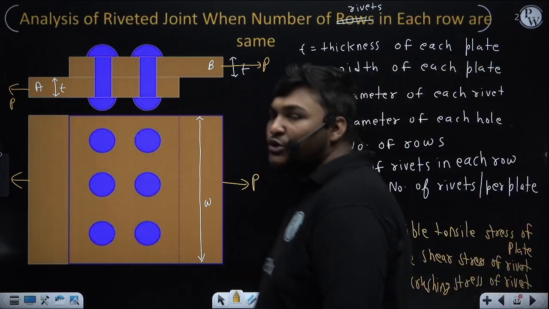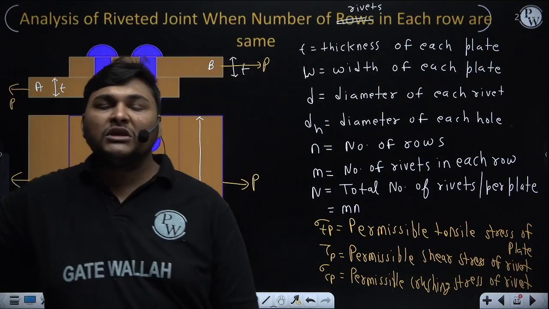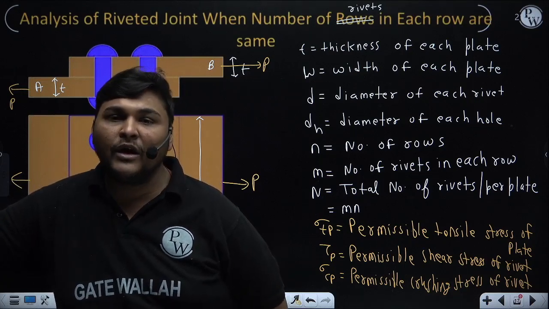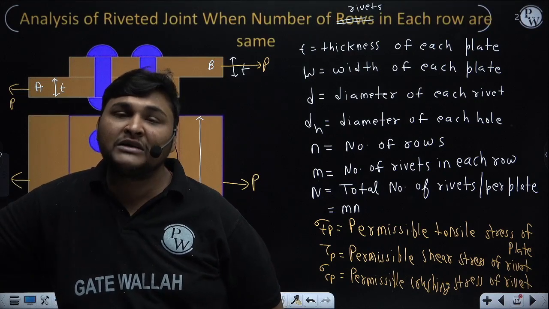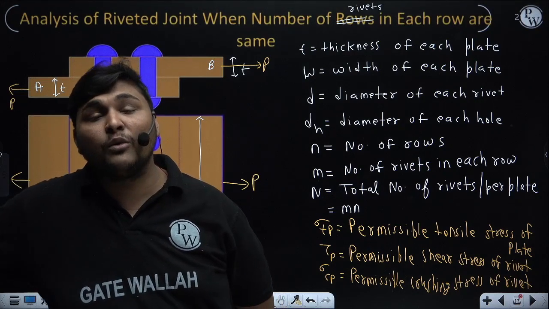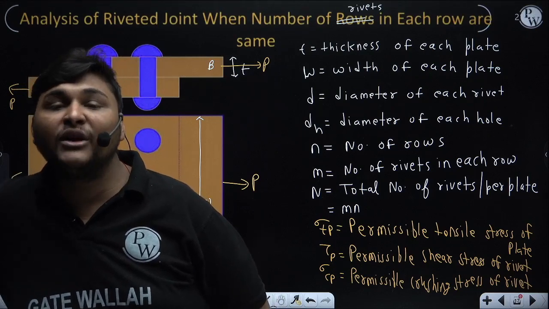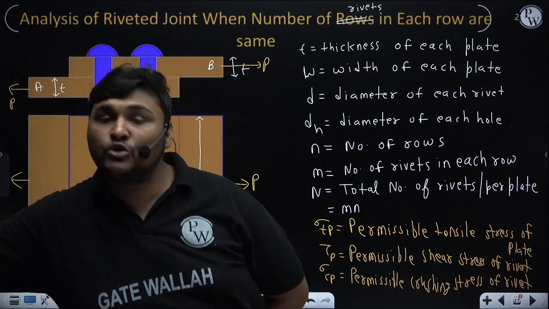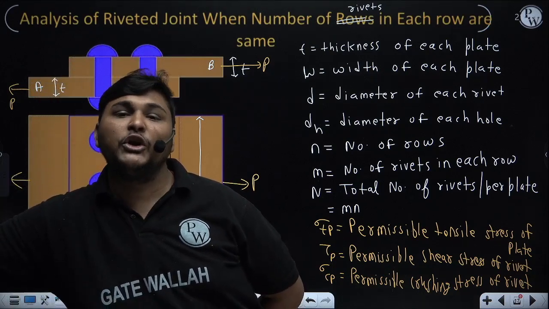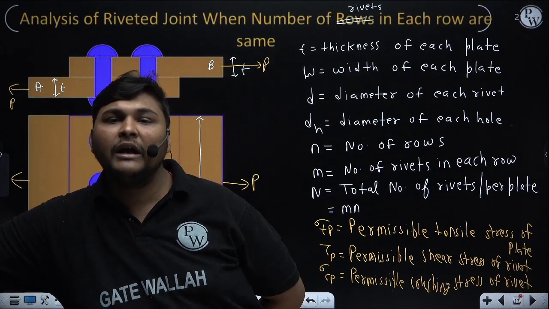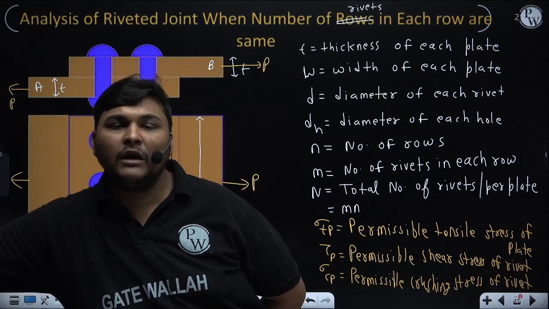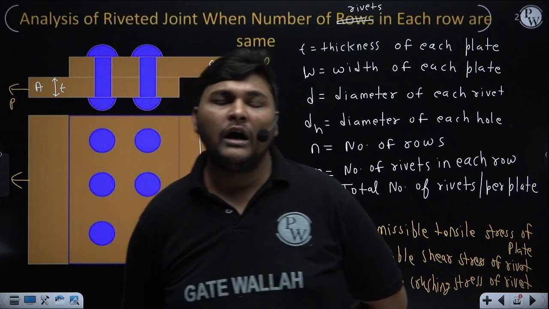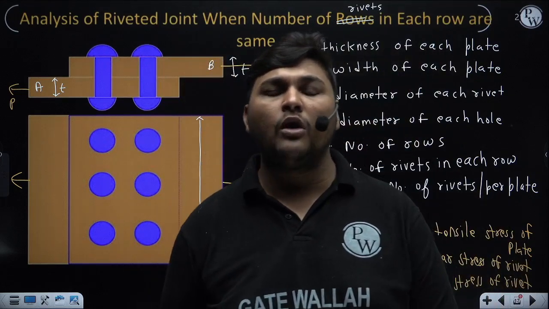Now for designing, what we need to ensure? This system should not fail. Now in case of riveted joint, various types of failure can occur, and we have to study three types of failure. These failures are tearing failure of plate, shearing failure of rivets, and crushing failure of rivets. And if we want our system to be safe, we need to ensure no type of failure should occur, means neither tearing failure, nor shearing failure of rivets, nor crushing failure of rivets should occur. So whenever we are finding any unknown, whether it is load carrying capacity or anything, we need to ensure all these three types of failure should not occur in our system.